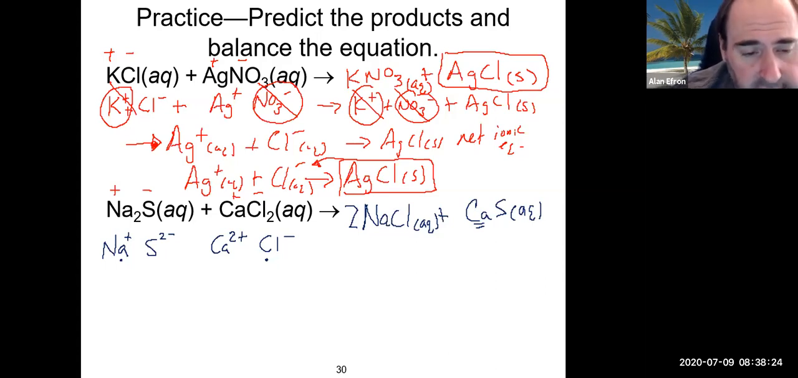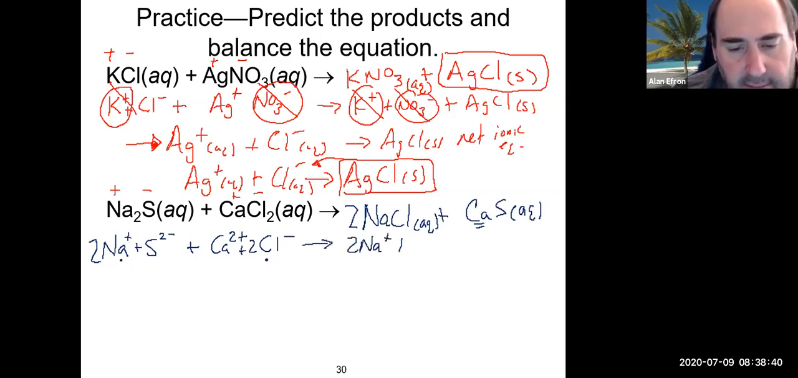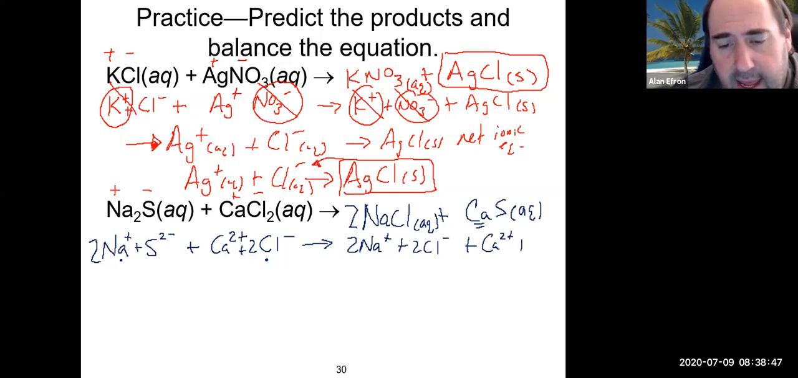So let's go through the total ionic equation. We would have 2 sodiums plus our sulfide plus our calcium and 2 chlorides. That means when we come to this side, we would have 2 sodiums because this guy would break apart. We would also have 2 chlorides, and we would have a calcium and a sulfide because that would also break apart. So when we look at everybody here, 2 sodiums on both sides cancel, spectator.